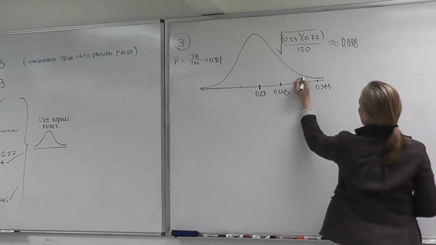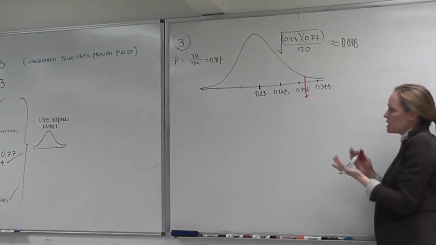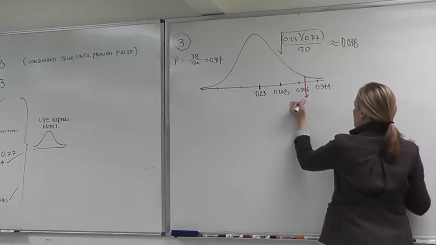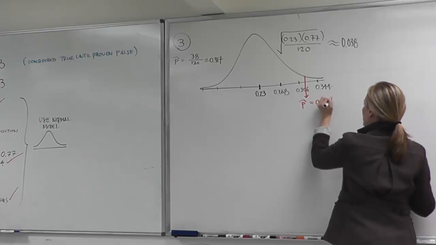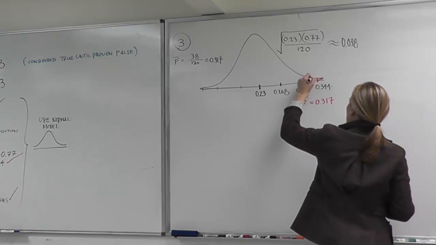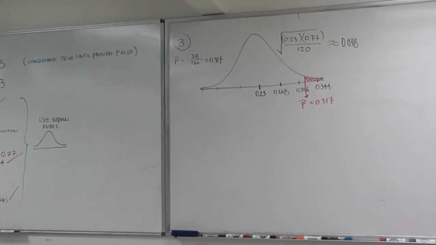Where does it go? Somewhere here. It doesn't really matter, as long as it's in the right place on the number line. So that's p hat equal to 0.317. And I'm going to shade to the right. I have to have a probability. Probability means I need area under the curve. And I want to know what's the probability that I would observe 38 out of 120, or 0.317 as a proportion, a value or even something more extreme than that. What would that probability be?